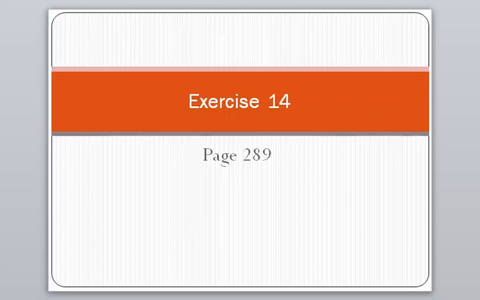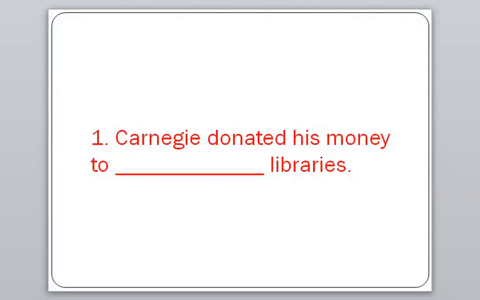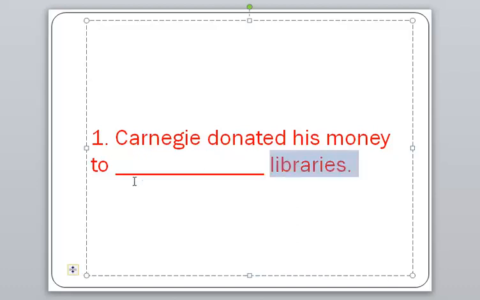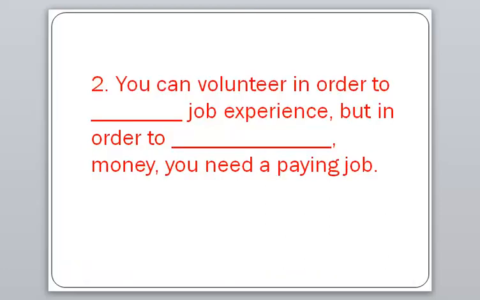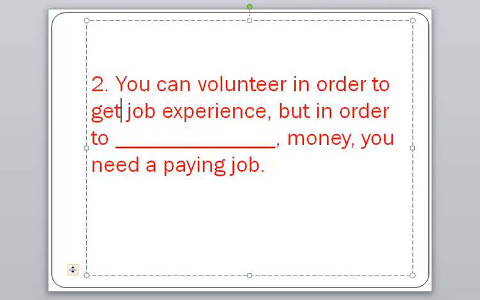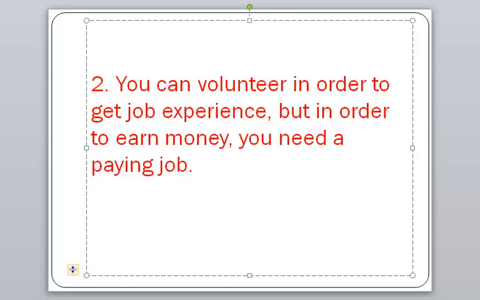Okay, now let's look at exercise 14 on page 289. Carnegie donated his money to, let's say, to build libraries. You can volunteer in order to, shall we say, get job experience, but in order to earn money, you need a paying job.